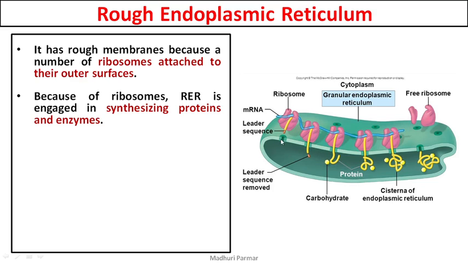Then they have small pores. There are pores made on the endoplasmic reticulum so that whatever protein the ribosome is synthesizing can enter inside the lumen. Fine.